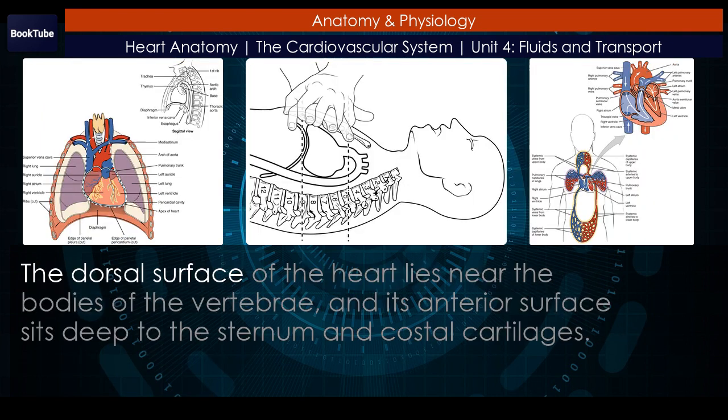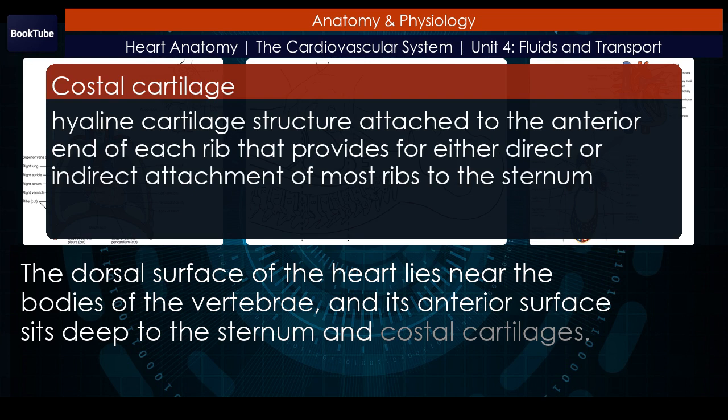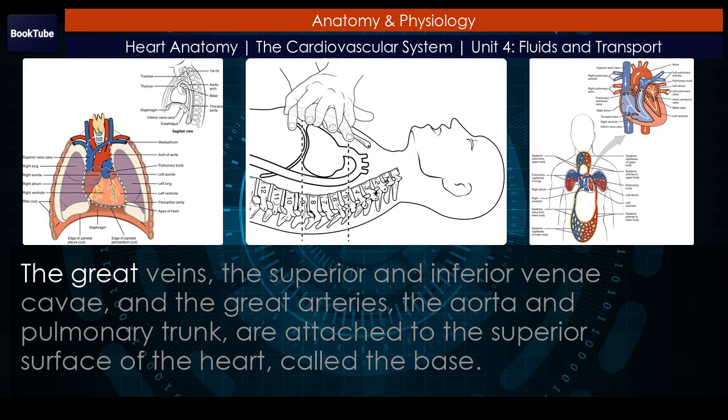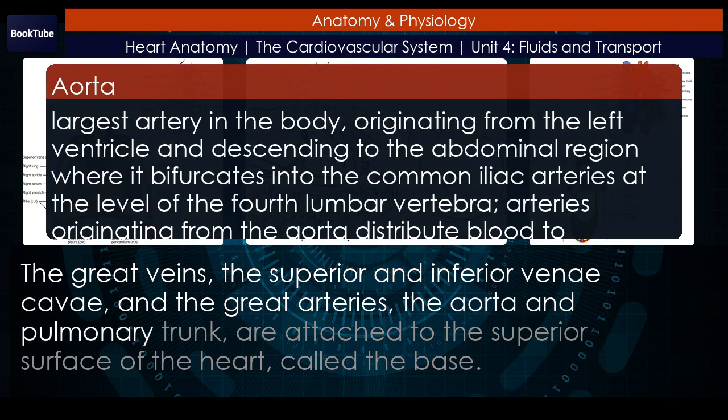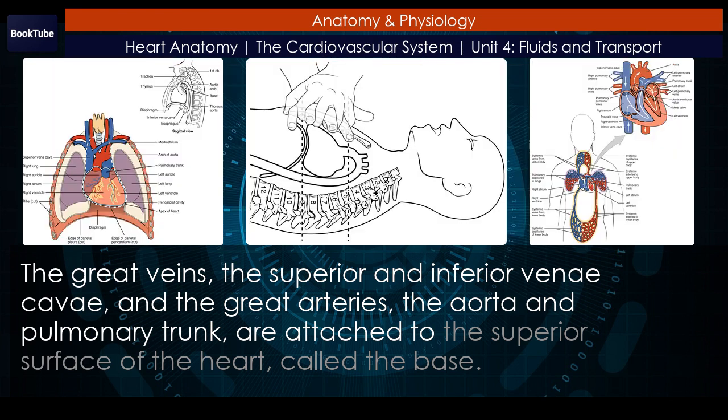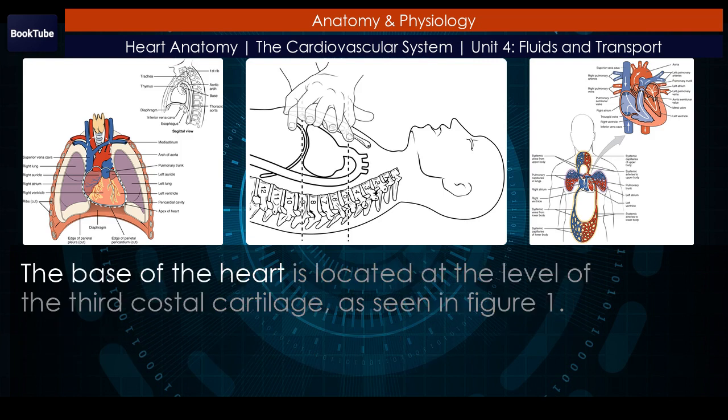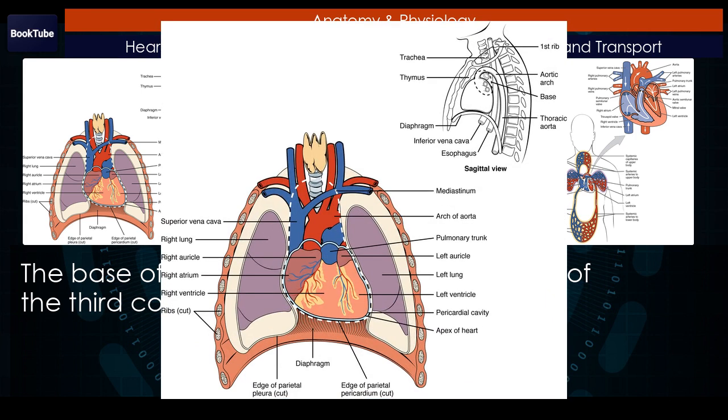The dorsal surface of the heart lies near the bodies of the vertebrae, and its anterior surface sits deep to the sternum and costal cartilages. The great veins, the superior and inferior venae cavae, and the great arteries, the aorta and pulmonary trunk, are attached to the superior surface of the heart, called the base. The base of the heart is located at the level of the third costal cartilage, as seen in Figure 1.